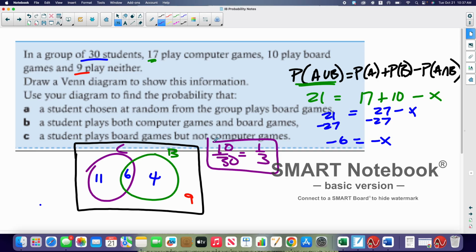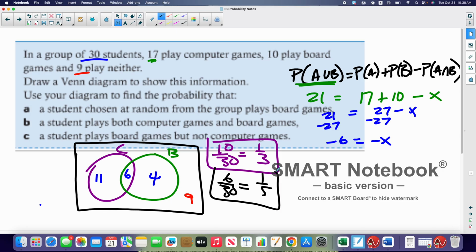So part B now. A student plays both computer games and board games. That's 1/5. Where's that coming from? 6 out of 30. By the way, you could leave all these out of 30 if you like. You do not have to reduce them. You can leave them 10 out of 30, 6 out of 30. That is 1/5. Now, that was one I really needed the Venn diagram to help me find, or at least the formula to help me find the piece that's missing.